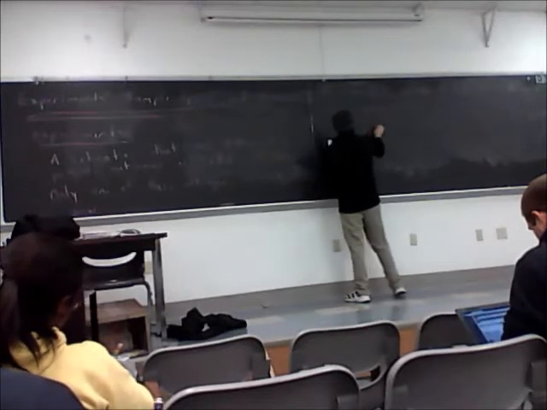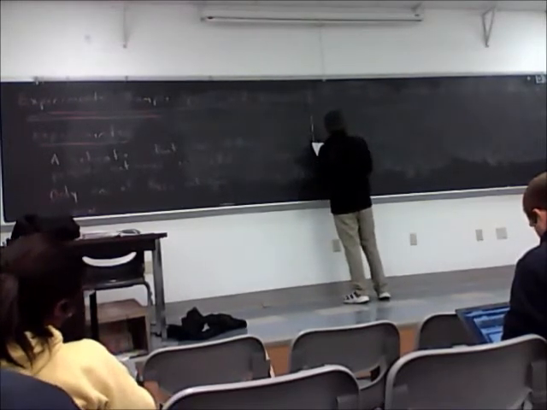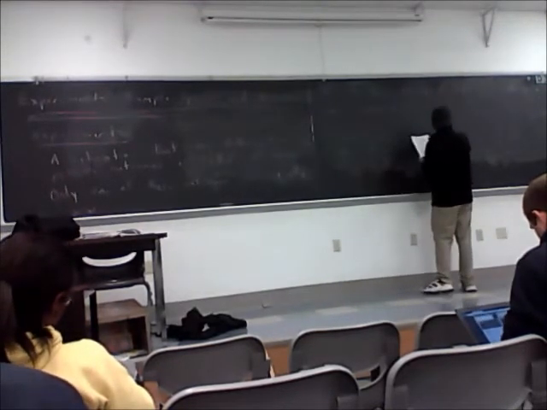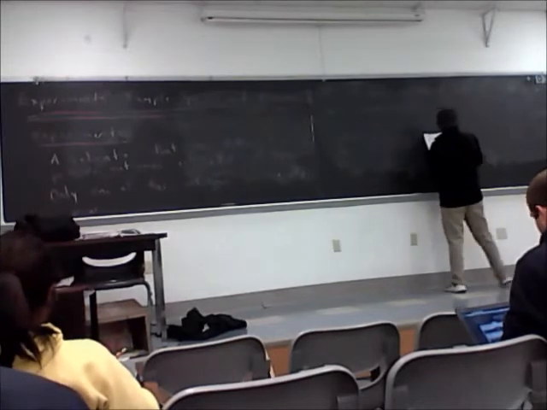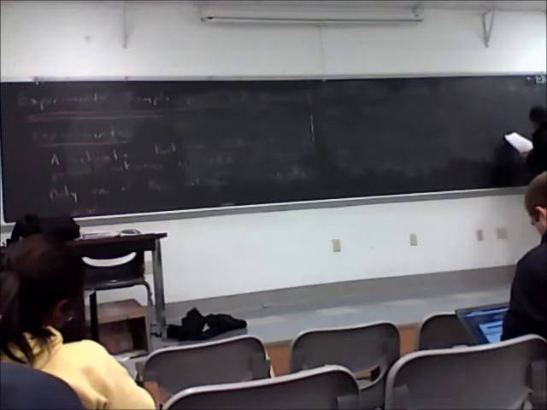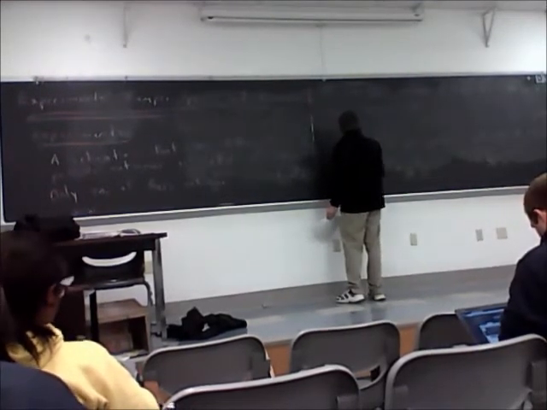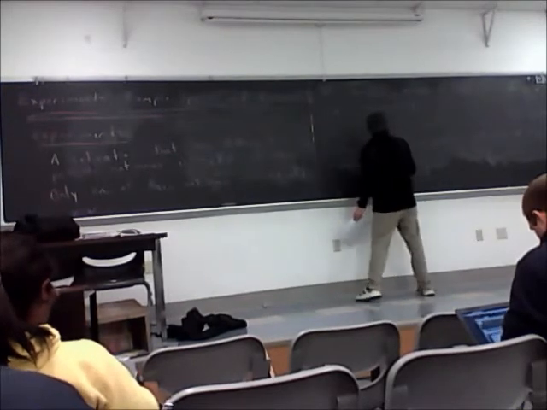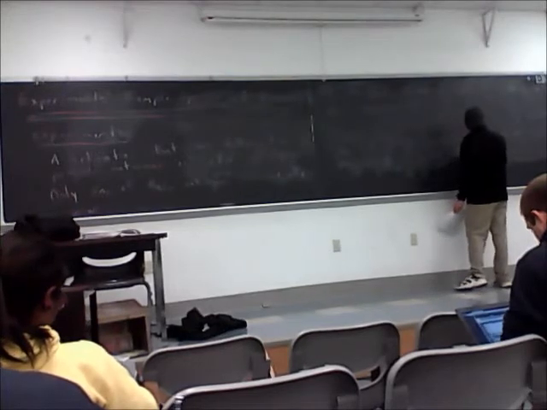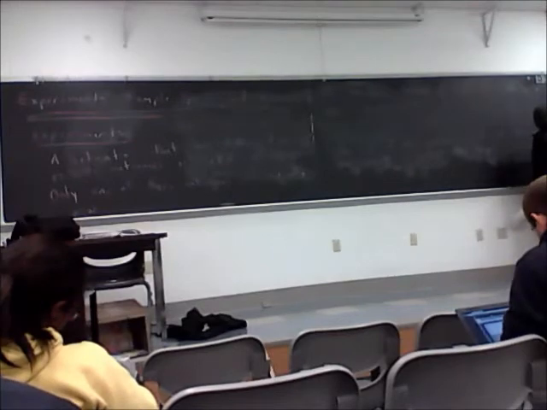Sample spaces. So the set of all possible outcomes of an experiment is called the sample space of that experiment.